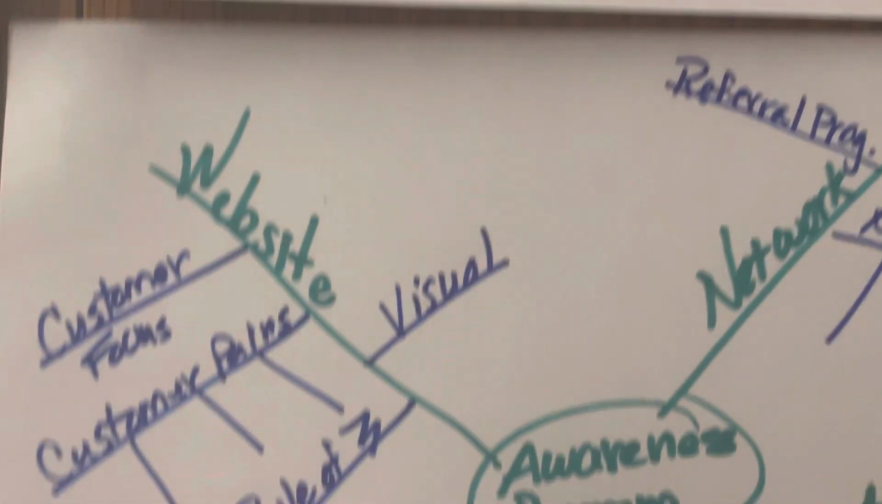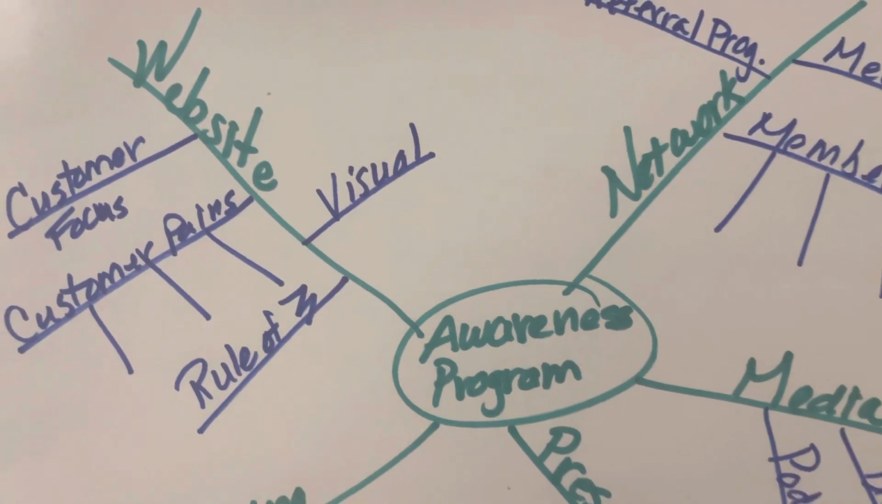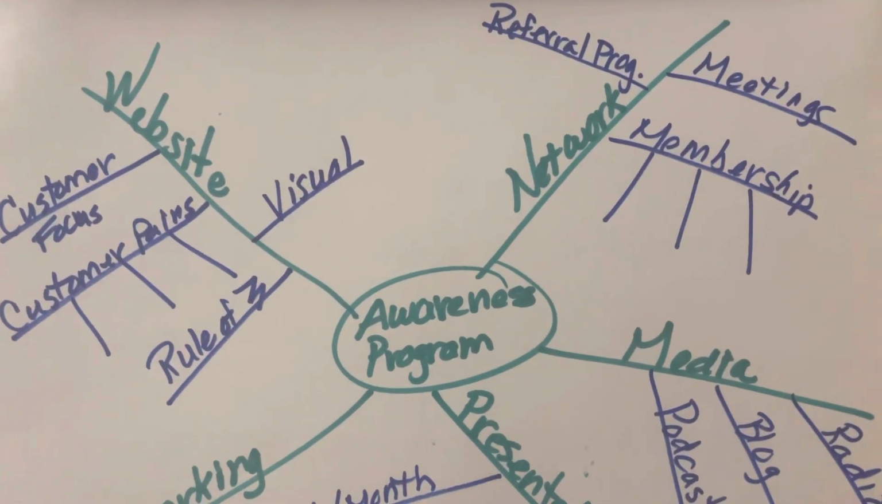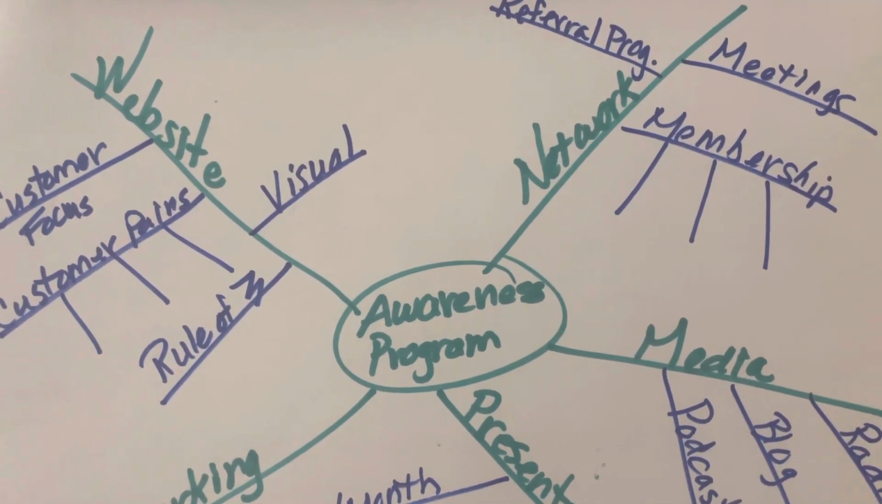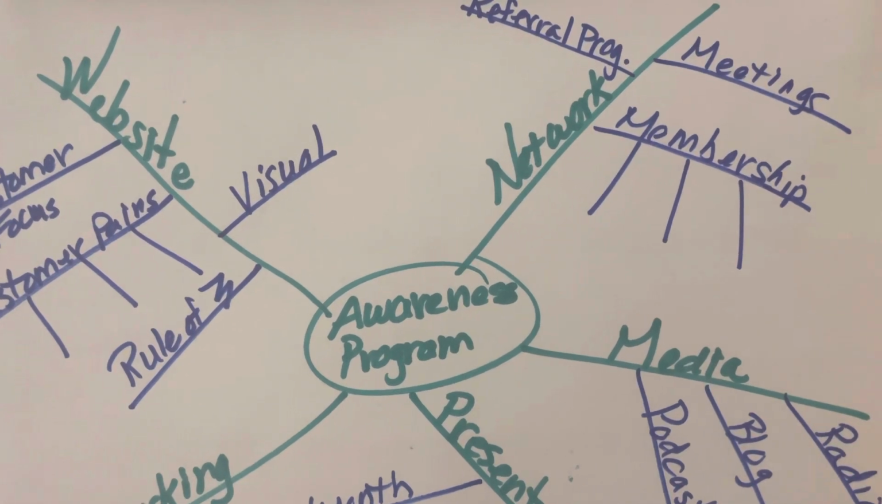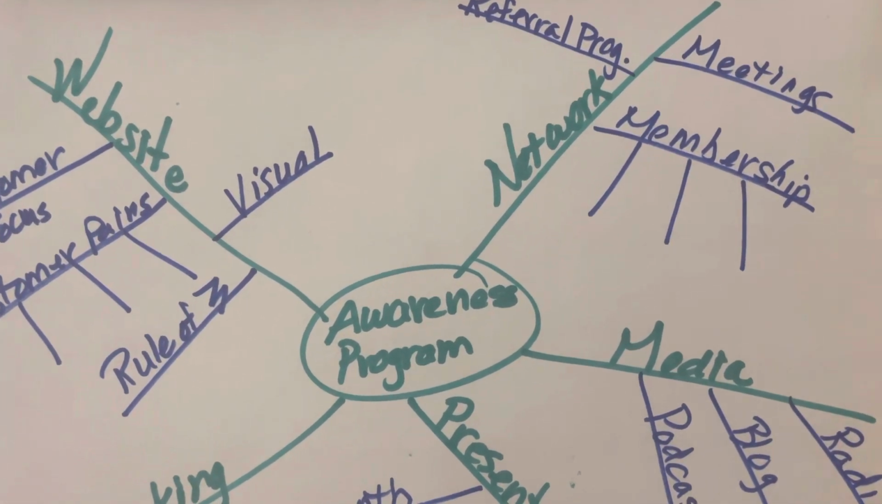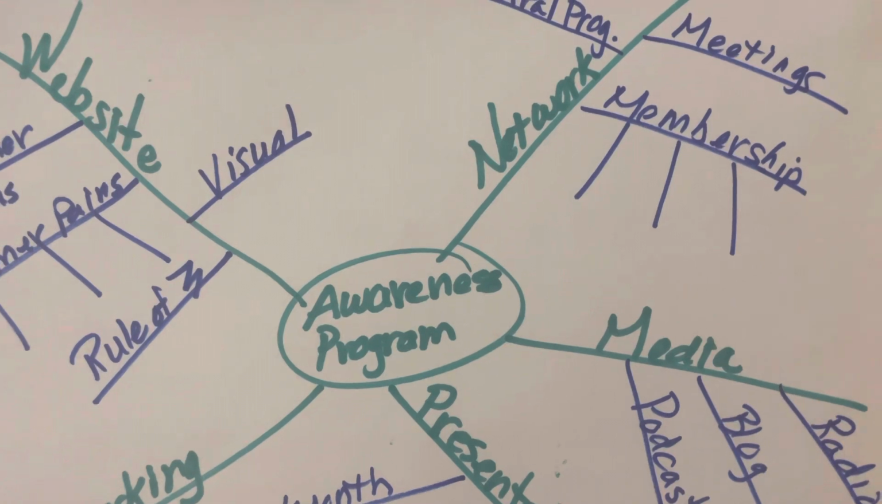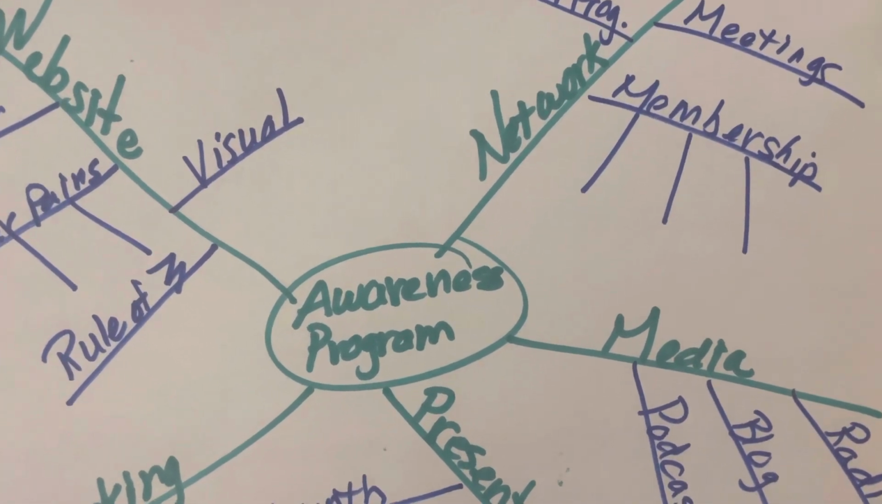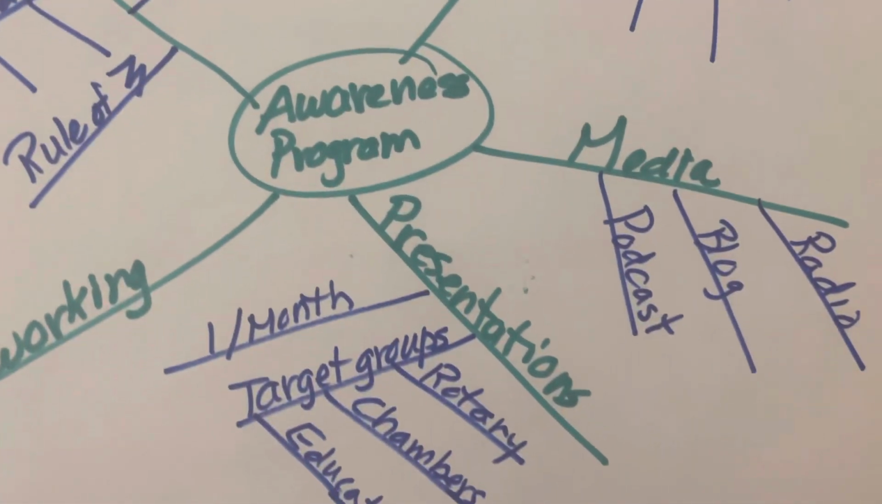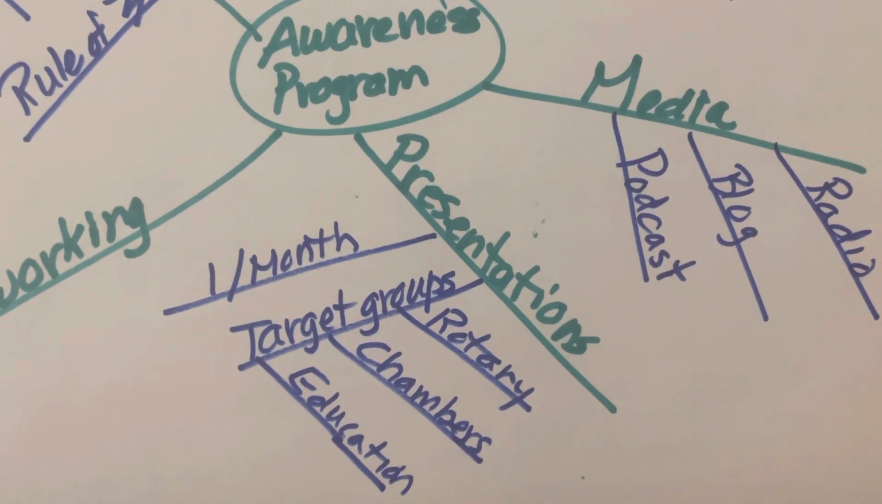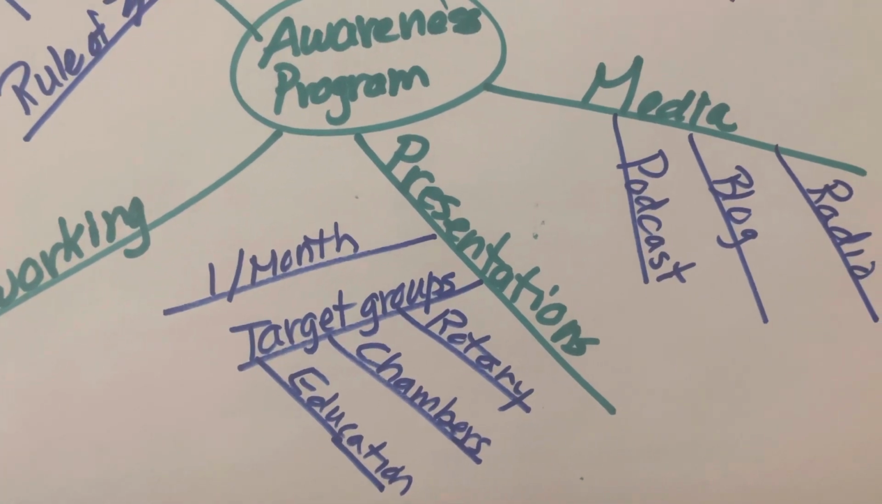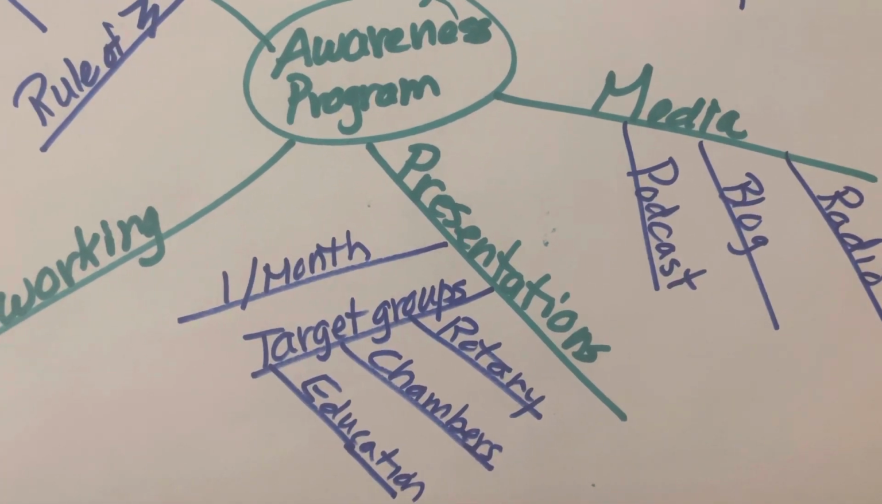So with a little more detail, let's look at the awareness program on your mind map. So over here in this corner, you might have a referral program with the network that you're in. You might identify how often you go to meetings, and then a possibility is membership, and so you want to list the groups that you're part of. When you get down to media, you might talk about, do you do anything on radio? Do you do a blog? Do you do a podcast?